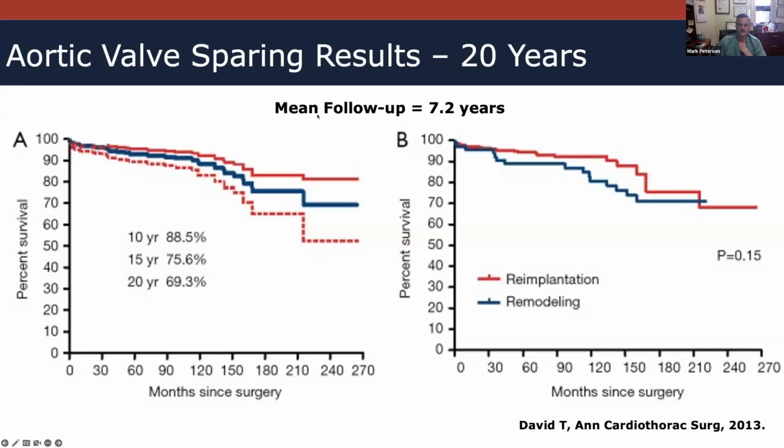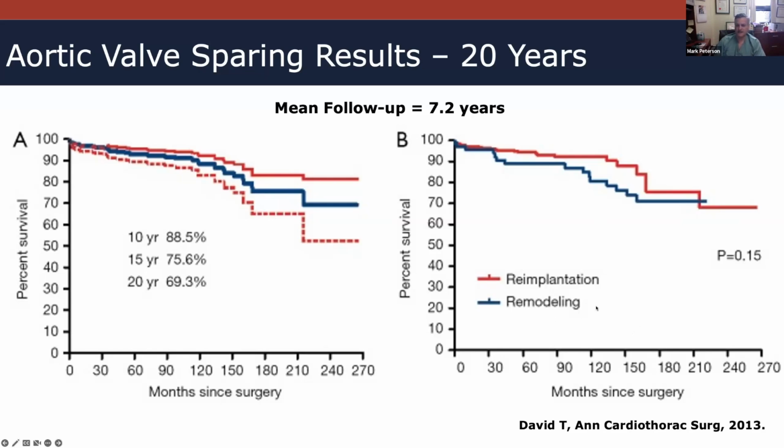So how do patients do following valve sparing procedures? Well, of course, they are selected patients, but it's an operation that provides excellent 10, 15, and 20-year results. Survival at 10 years is almost 90%. And if you plot the age and sex adjusted population, that line parallels that. And you don't see restoration of survival to normal with aortic valve replacement. And we'll look at that data in a minute.